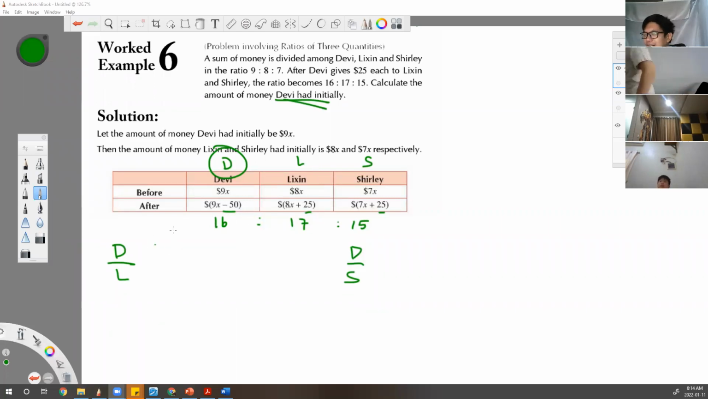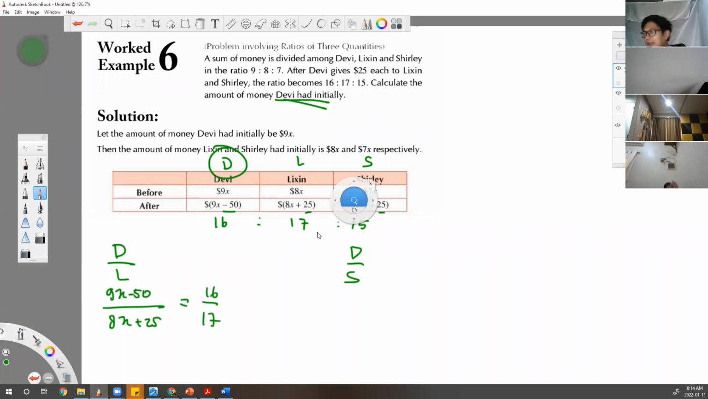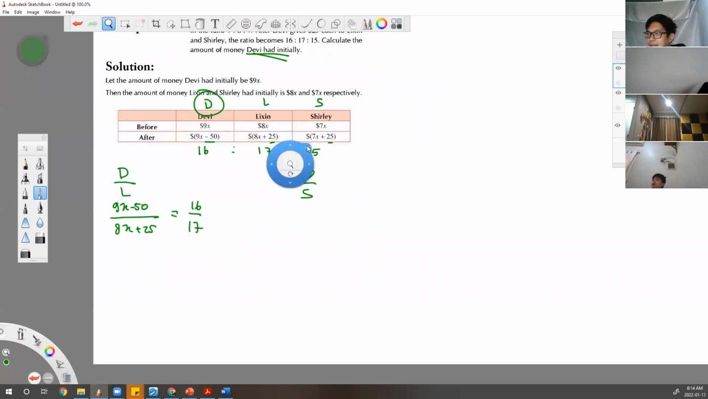Ya, oke. Jadi after berarti 9x minus 50 over Lisin 8x plus 25 equals to 16 by 17. Ya. Oke, ini panjang nih. Soalnya algebranya ribet. Nah, yuk kita cross multiply. Ya, do the cross multiplication. 9x minus 50. So the hardest part is to model the question. The word problem become numbers.